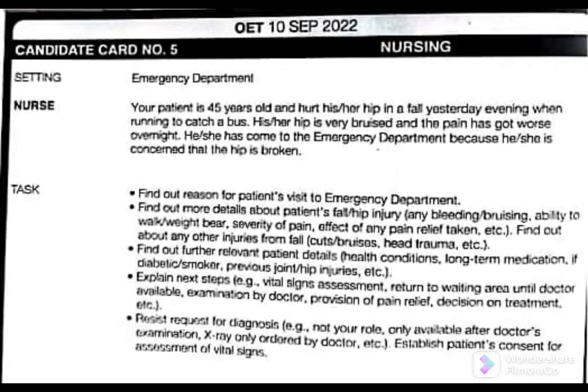X-ray only ordered by doctor. Then we can tell that, Mr. George, I can truly understand your concerns, but I am sorry to tell you that I am not the right person to tell you the diagnosis, and it's only available after doctor's examination, and only doctor has the authority to order an X-ray. After X-ray only we can confirm whether you have a fracture or any other problems.